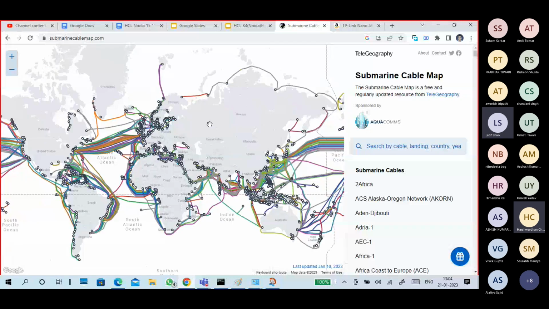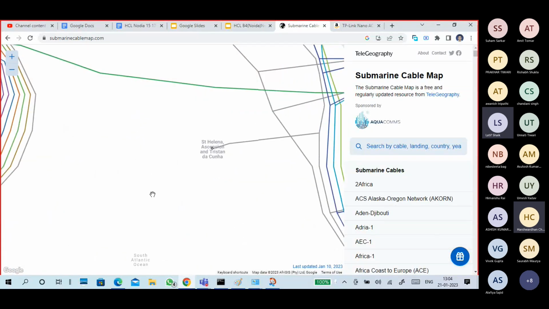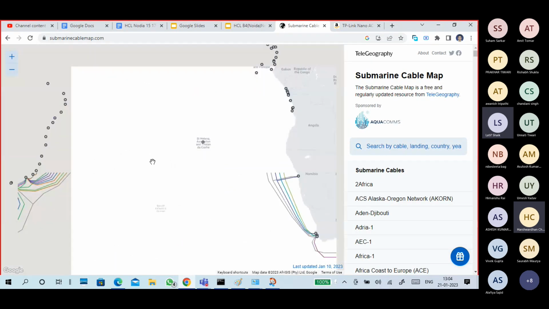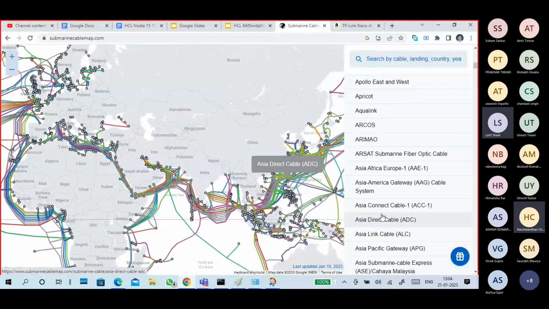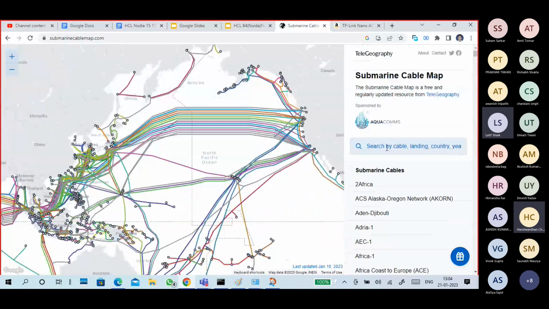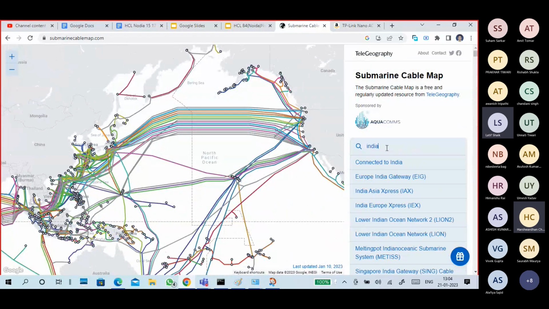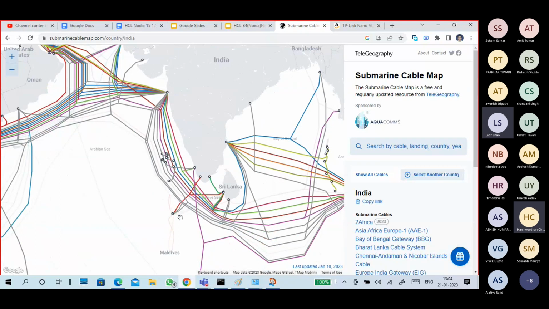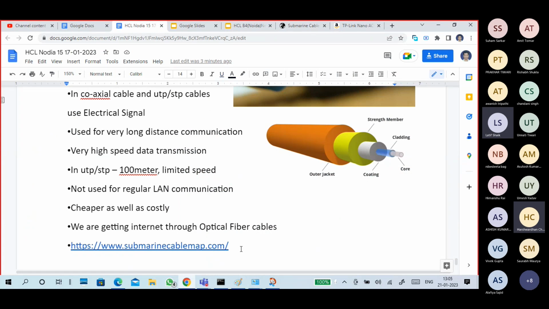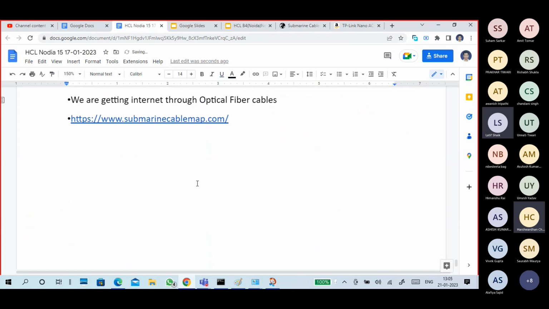So you can see how they are connected through the sea and their statuses. We can see their status and cable types also. Country-wise also you can search which country you want to check, like India. So many cables are connected to India. You can see all these cables are connected to India. Guys, we are getting internet through fiber optic cables, and it is globally connected through undersea cables.